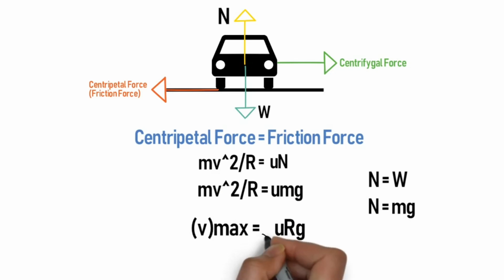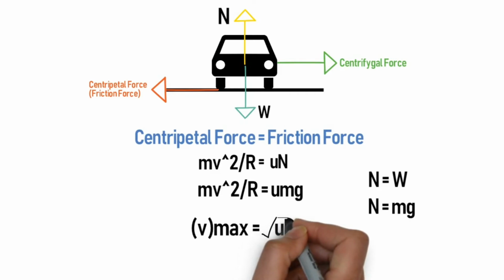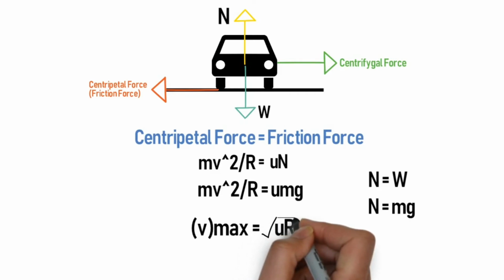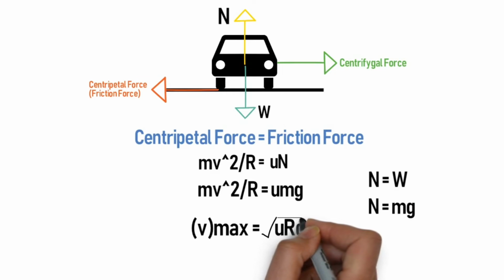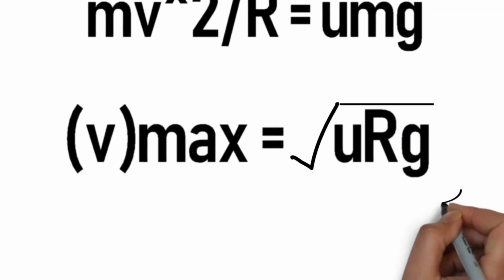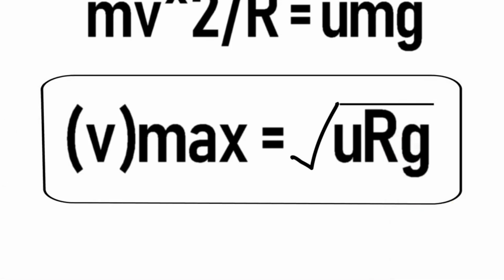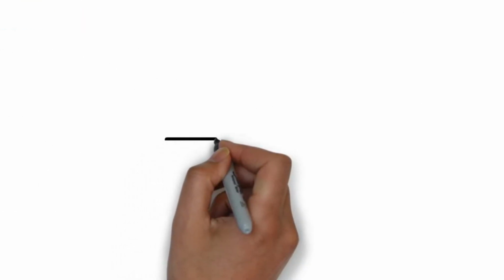And if we simplify this for v, we will get v max is equal to root over mu into r into g, where capital R is nothing but the radius of the circle, g is acceleration due to gravity, and mu is the coefficient of friction. So this is an expression for the maximum velocity of a car which is under circular motion on level roads. So now let's talk about banked roads.